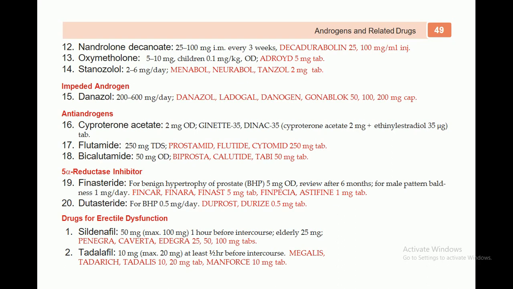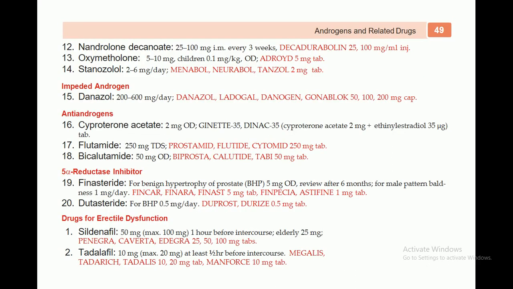Then tadalafil is 10 milligram, and its maximum dose is 20 milligram, at least 30 minutes before intercourse. That is also available in different brands like Tadalis 10, 20 milligrams and 10 milligram tablets.